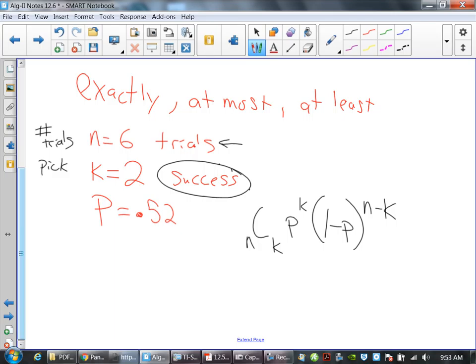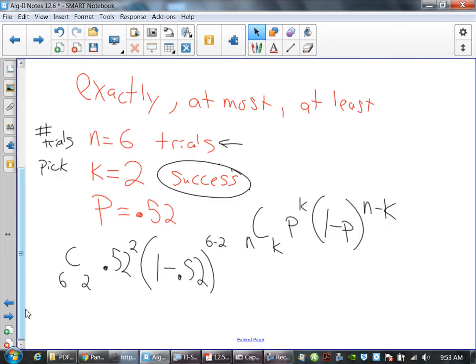So what you could do is throw all these values in your calculator as 6C2, 0.52 squared, times 1 minus 0.52, to the n minus k, to the 6 minus 2. You can type it in exactly like that with parentheses, your choose values, and all that kind of stuff. Or, there's a little bit of a shortcut. Let me show you how this works.